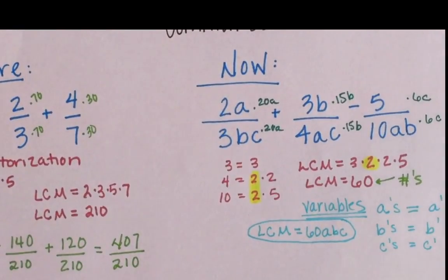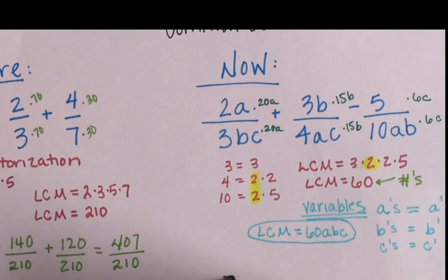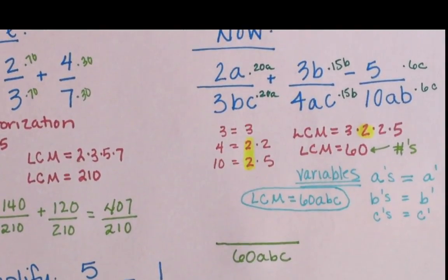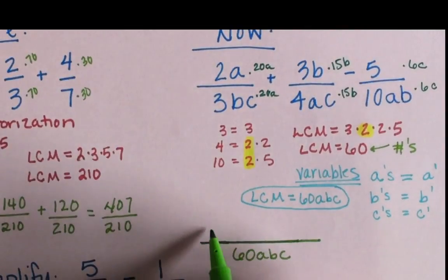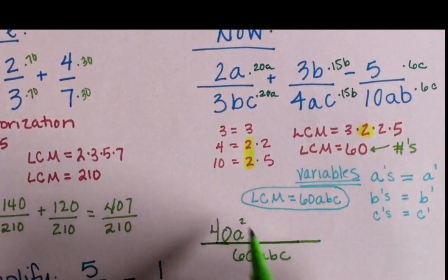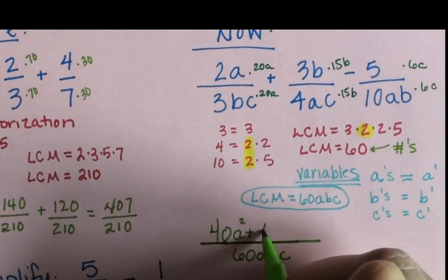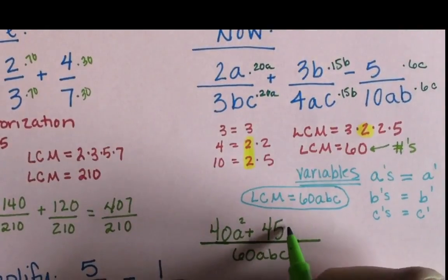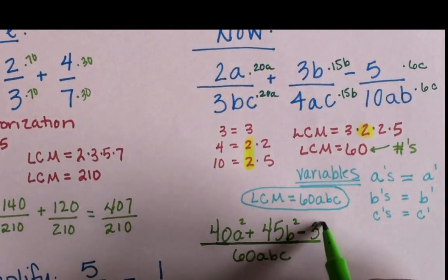So what I'm going to do in this problem, just to save room, is put my 60ABC, which is our common denominator, and on the top, I'm going to write out the addition. So I have 2 times 20, which is now going to be 40A squared, plus sign, 3 times 15, which is 45, and B times B is B squared, and minus our 5 times 6, which is 30C.